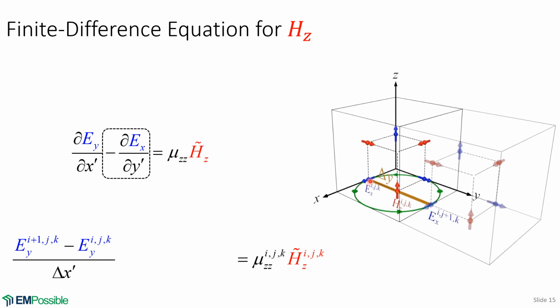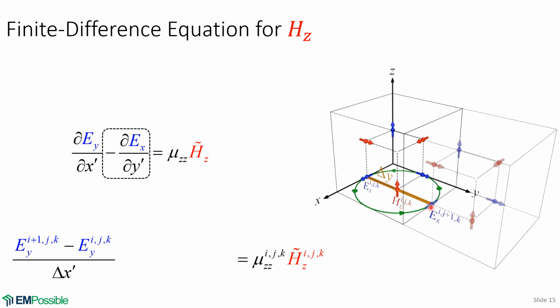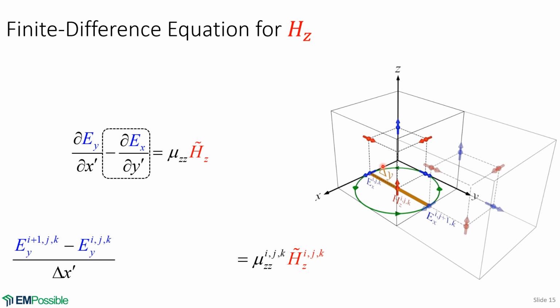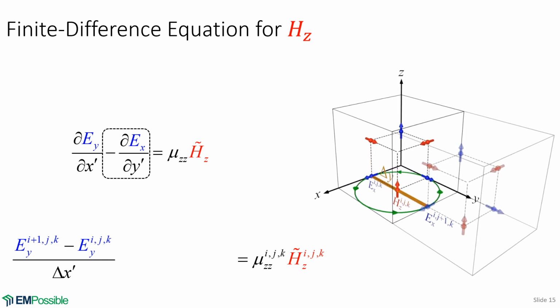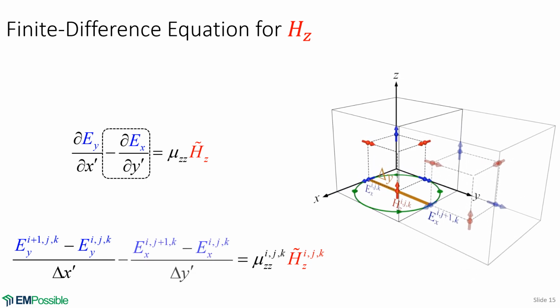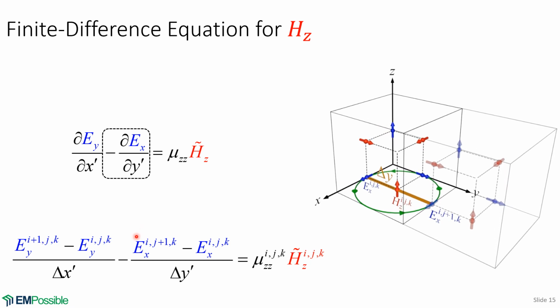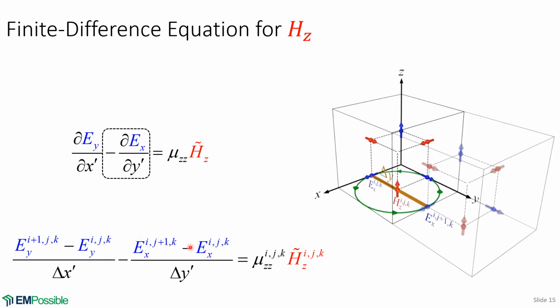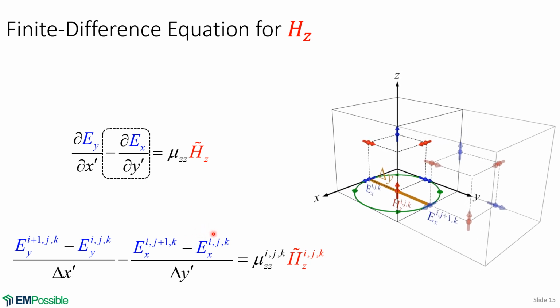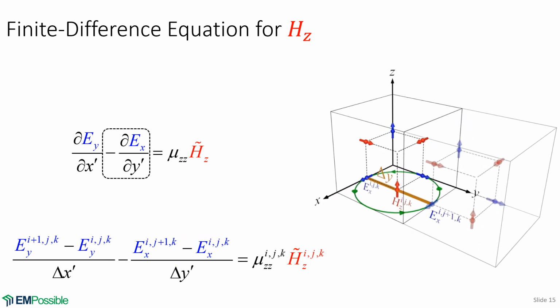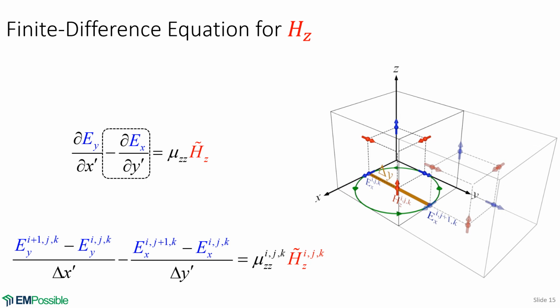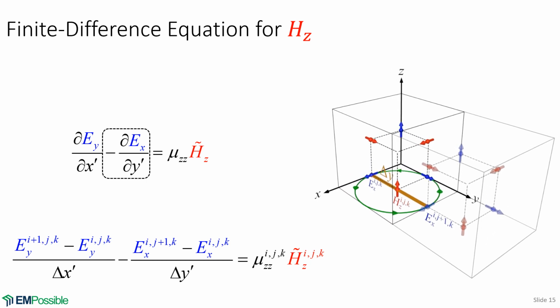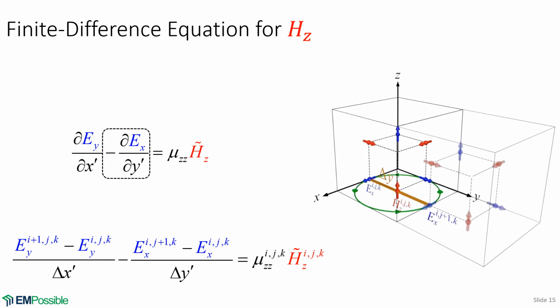So our finite difference approximation would be Ex from the next cell over in the y direction minus Ex from the same cell divided by the spacing between them, which is delta y because this is happening in the y direction. So we have Ex from the next cell over in the y direction minus Ex from the same cell divided by delta y. And all terms in that equation exist at the same point in space.